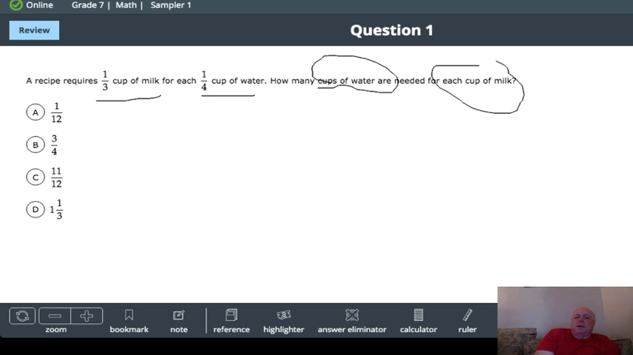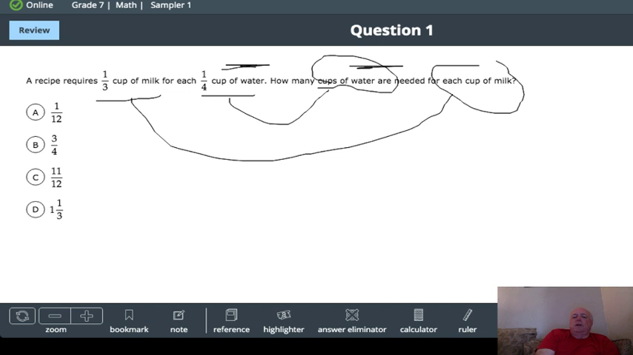So what we're going to do is relate them. We know there's a 1/4 cup of water for each 1/3 a cup of milk. We can do that logically. To get a cup of milk, since we're told there's only 1/3 a cup of milk, we need 3 times that amount. So that means we also need 3 times the amount of water. If there's already 1/4 cup of water, then 3 times that amount is 3/4. So in that case, the answer would be B.